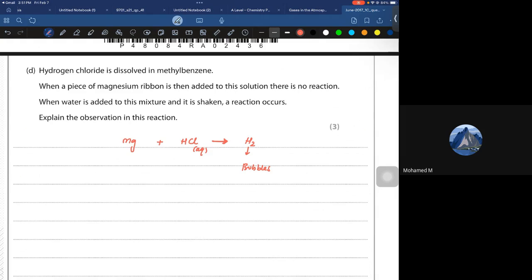And also, this was solid. So when the reaction occurs, the solid disappears. The solid would disappear because it is going to react to form the salt, to form the product. Ultimately, it would be decreasing in amount, right? And it would be forming what? Magnesium chloride. This is your salt.